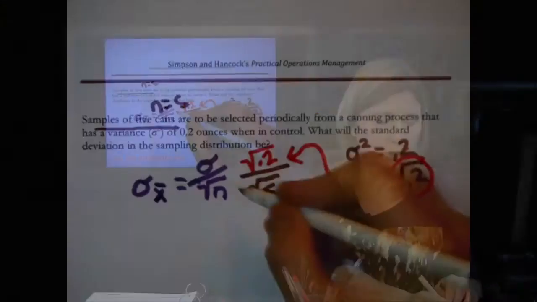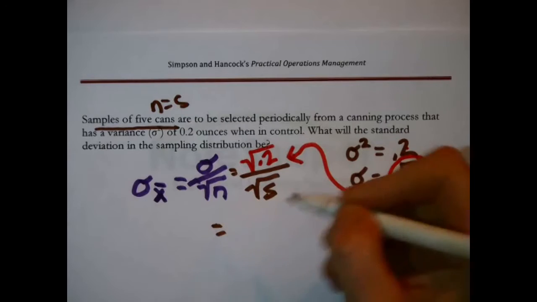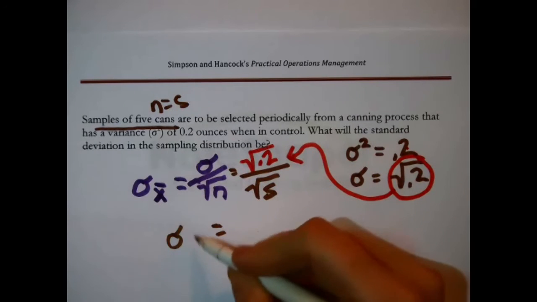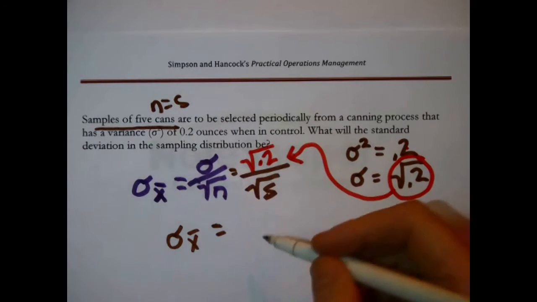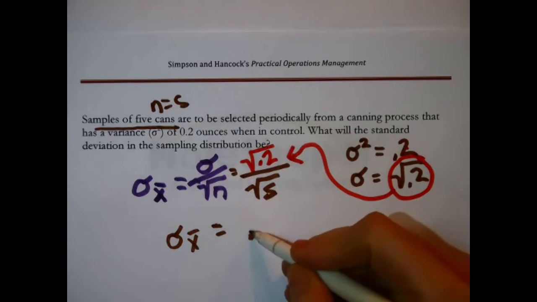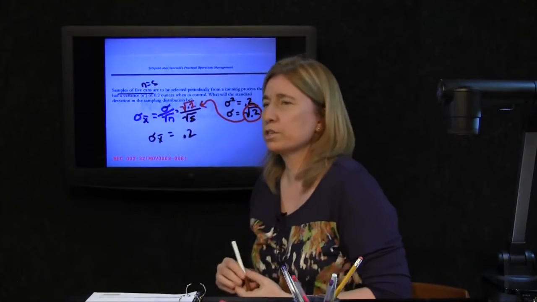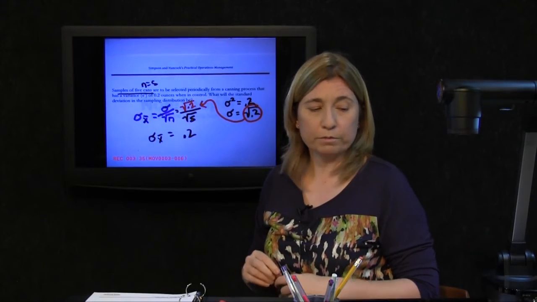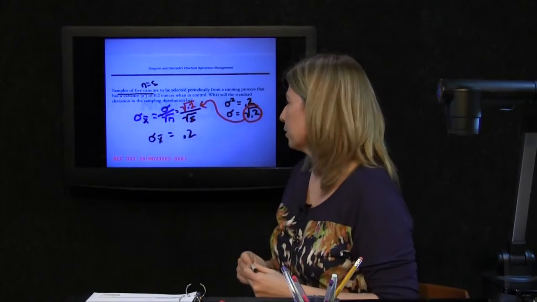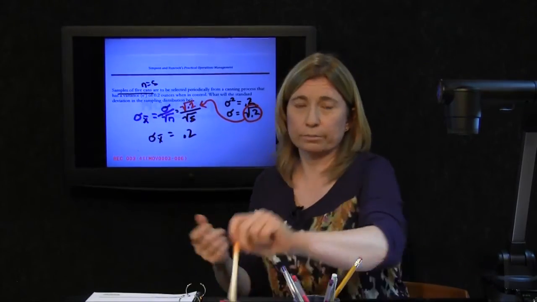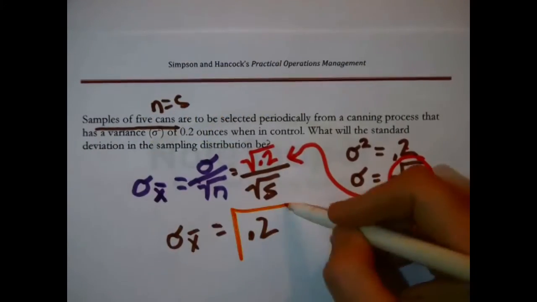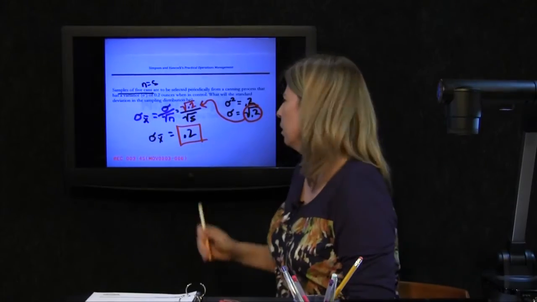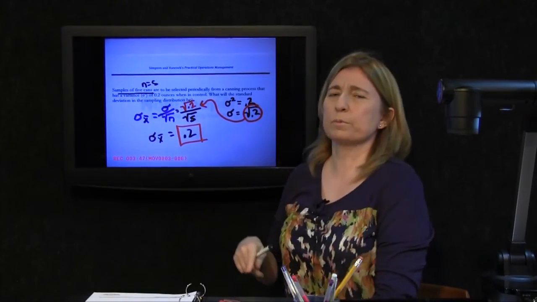conduct these particular calculations, and I get that the standard deviation in the sampling distribution is 0.2. If you say, okay, the square root of 0.2 divided by the square root of 5, you get 0.2 back. And you might think that's the answer. You go, well, wait a minute. We're back where we started, because I was told that it was 0.2 to start.